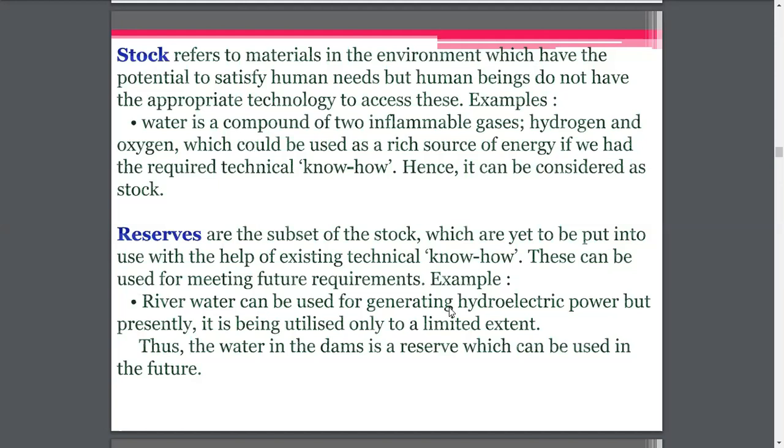So an example is also given here: water is a compound of two inflammable gases, hydrogen and oxygen, which could be used as a good source of energy, but we don't know the technique to separate them from the water. And the example for reserve is, we know that river water can be used for generating hydroelectric power, but presently it is being utilized only to a limited extent. Thus, the water in the dam is a reserve which can be used in the future.